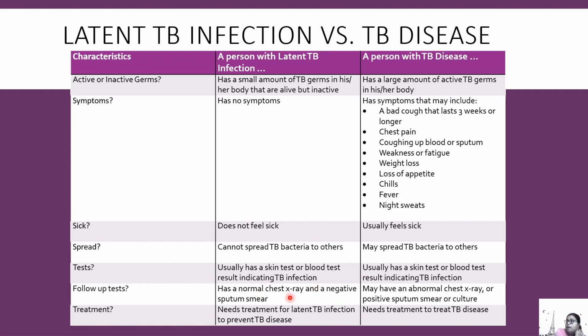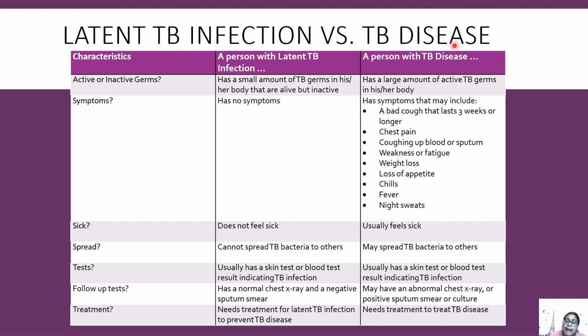So that might be one of the parameters. But having a lesion in your chest x-ray is not the only parameter, because there are other people who will not have LTBI, but they can still have lesions. As I said, smoking can cause lesions. So there are various other things as well. Okay. So treatment, they need treatment for latent TB infection to prevent the TB disease.